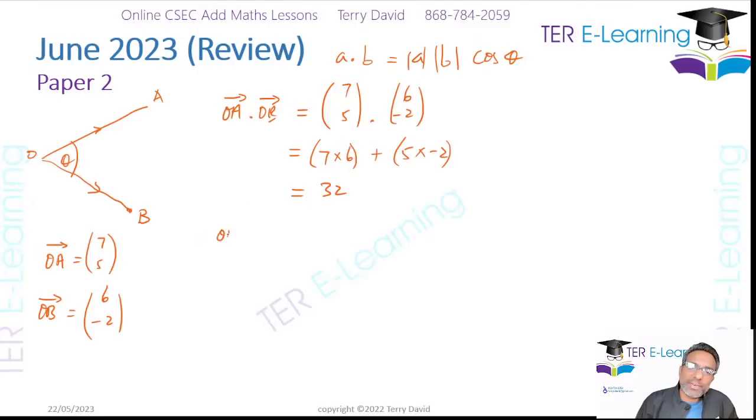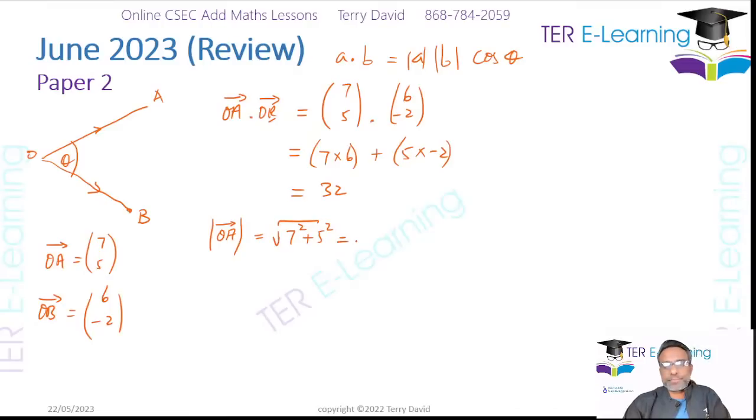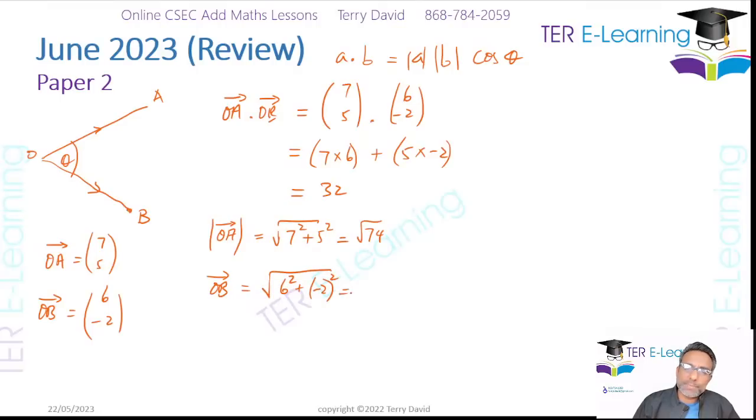Next thing we need to do, we need to find the magnitude of OA. So we're using Pythagoras' theorem here. So this is the square root of 7 squared plus 5 squared. So that's 49 plus 25, that's 74. So we can leave this as the square root of 74 for now. And then we work out OB, which is the square root of 6 squared plus (-2) squared, and that's going to be 36 plus 4, so that's the square root of 40.